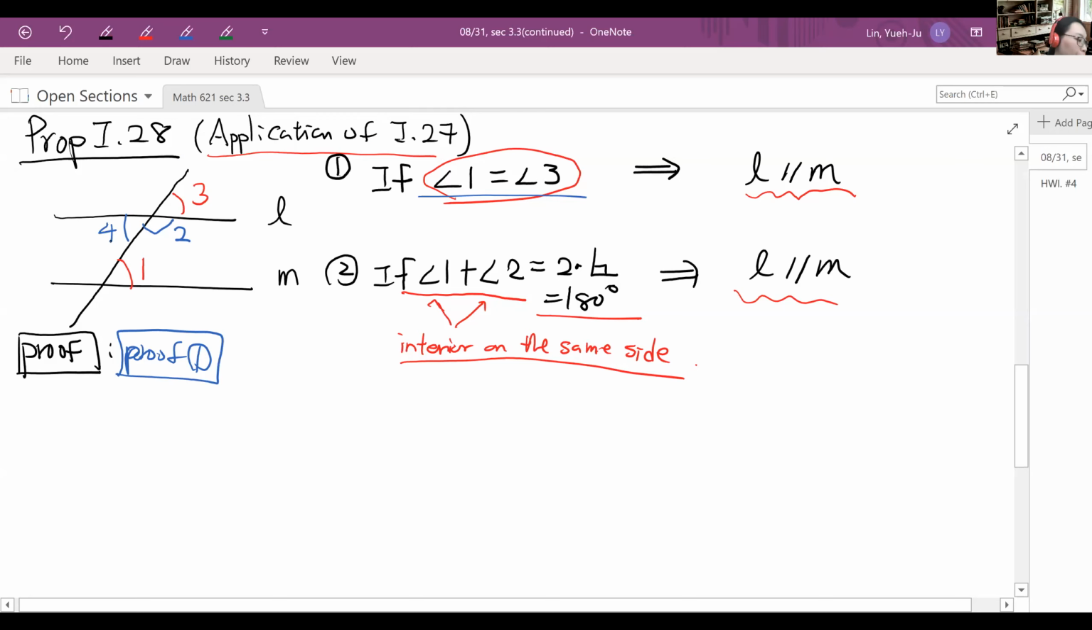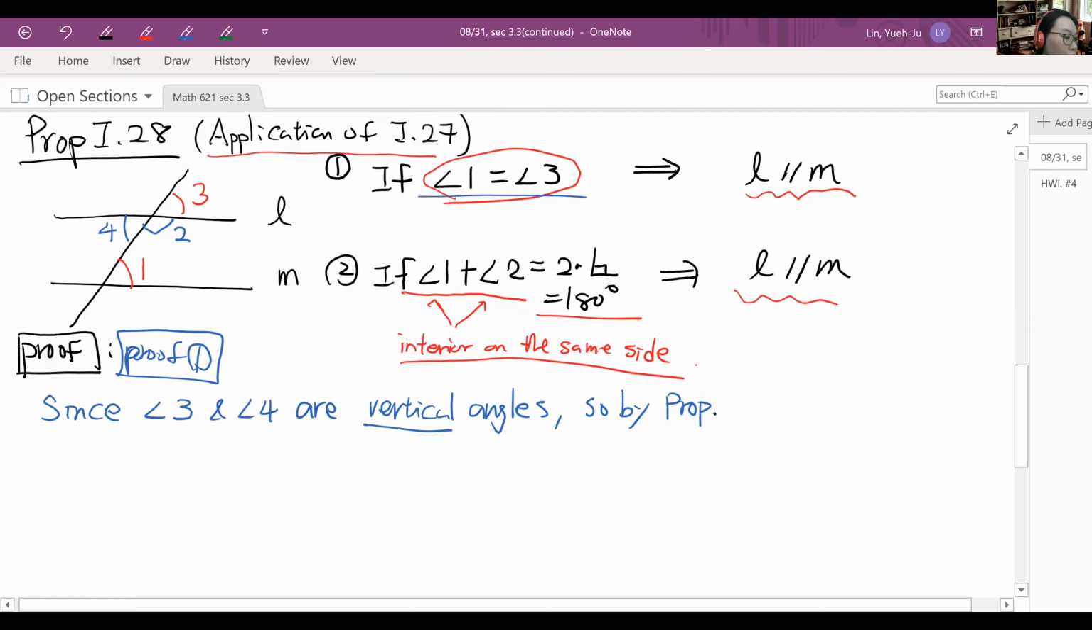This is my tool here. First, since angles 3 and 4 are vertical angles, remember that they are essentially opposite of each other. This is what we call vertical angles. This is the statement from 1.15, the vertical angle theorem, that if we have vertical angles, then they are equal. We kind of already know that. This is self-evident in some sense.